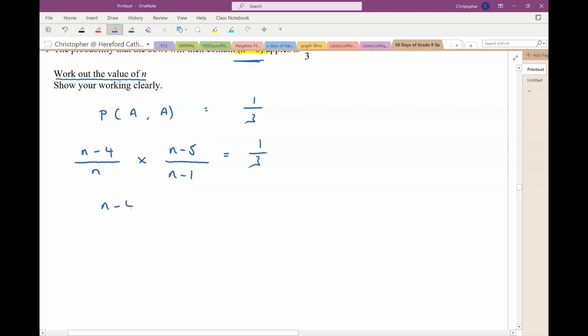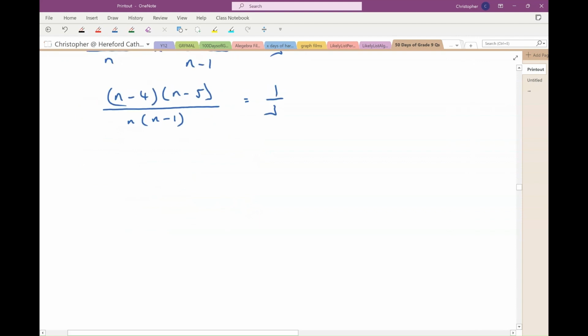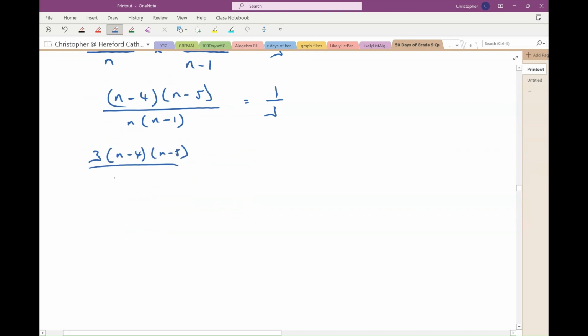On the top, top times top, n minus 4 times n minus 5, bottom times bottom, n times n minus 1 equals a third. Now, I'm going to multiply both sides of that equation by 3. So I'm going to end up with 3 times n minus 4 n minus 5 over n lots of n minus 1 equals, multiply the right hand side by 3, I'll just have 1. Now I'm going to multiply both sides of the equation by n lots of n minus 1. So my left hand side just becomes that, and my right hand side is 1 times n times n minus 1.